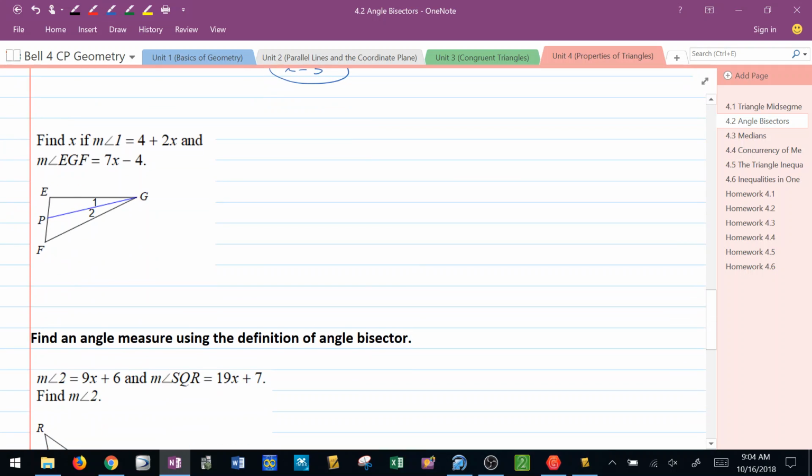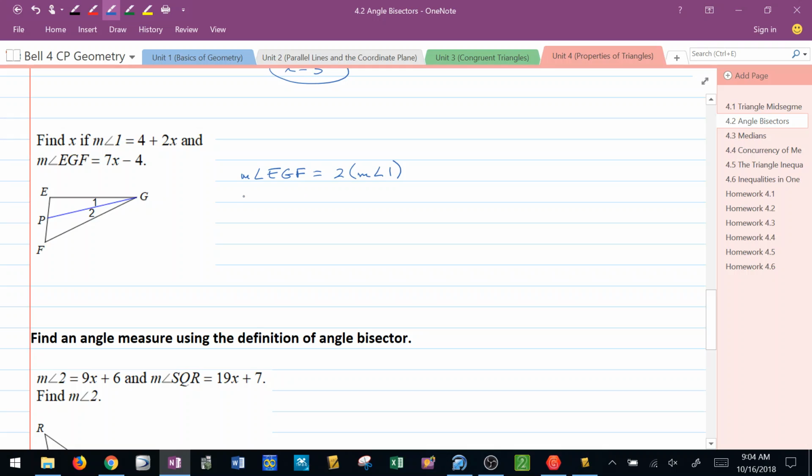Scenario number 2 here. Find x, and they give me the measure of angle 1 and the big angle. Well, let's see. I know that the big angle, the measure of angle EGF, is 2 times the measure of angle 1. So the geometry tells me the equation that I can write. I know this scenario has to be true.